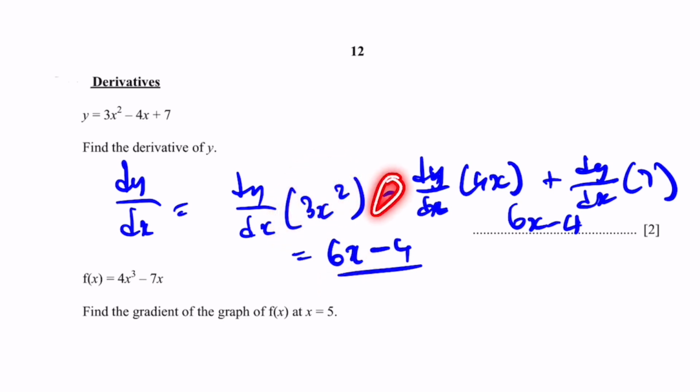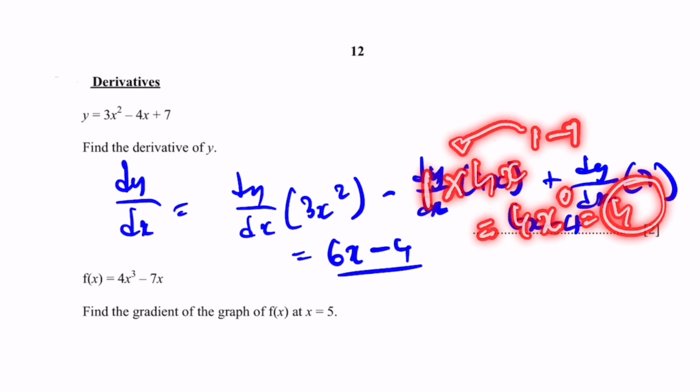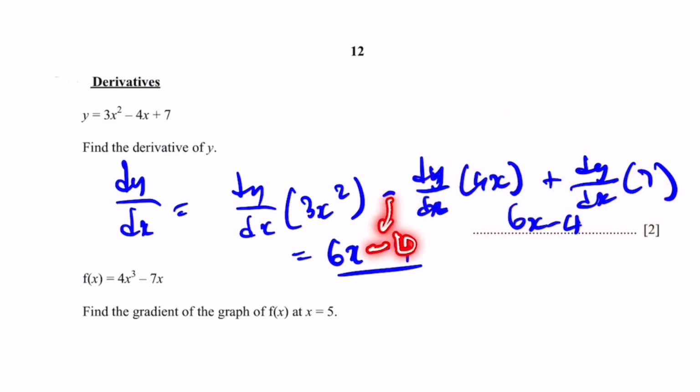And now the minus symbol carries down. dy by dx of 4x. So we can write this as 4x to the power 1. Bring this power down, it becomes 1 times 4x to the power of 1 minus 1. Same steps we did in the previous one. So that's going to be 4x to the power of 0, and that's simply 4. So we got the minus symbol before and we have 4.